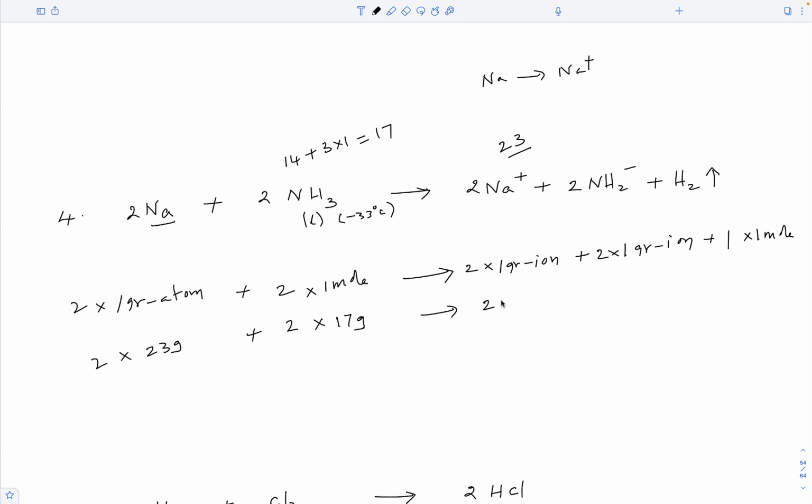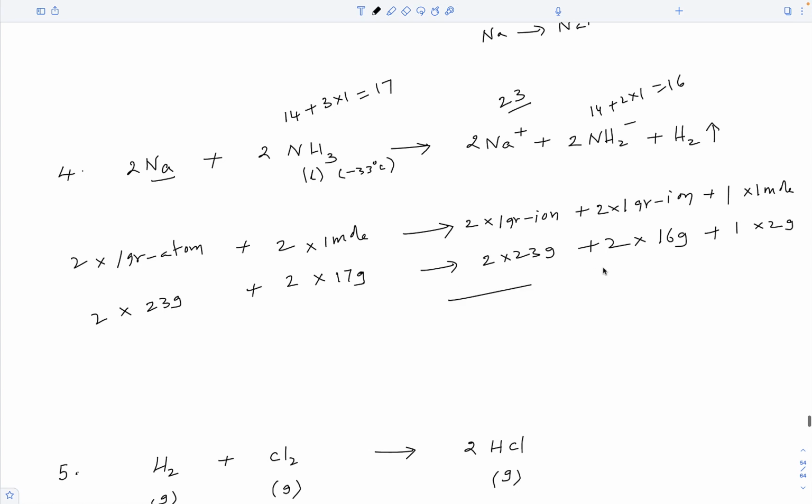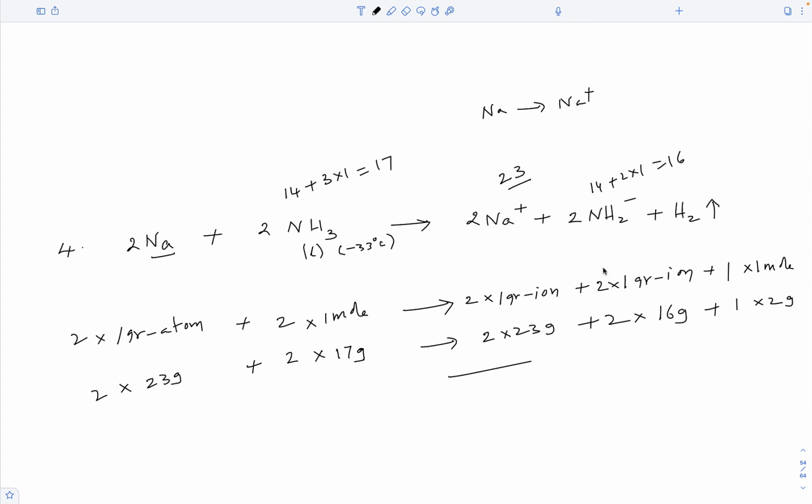So 2 times 23 grams of sodium ions plus, what is the ionic weight of amide ions? 14 plus 2 times 1, that is 16. So 1 gram ion of amide ions would be 16 grams multiplied by 2, plus molecular weight of hydrogen is 2. So 1 mole of hydrogen is 2 grams of hydrogen multiplied by 1. So here are the relative weights of different reactants and products in this reaction.